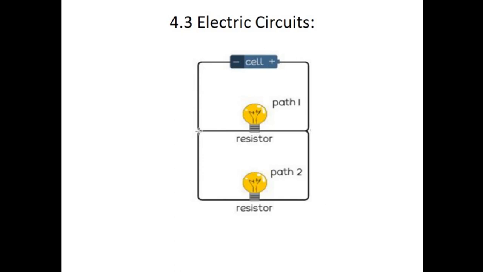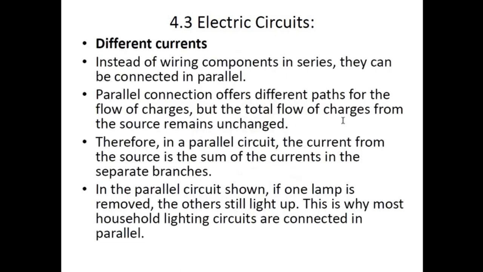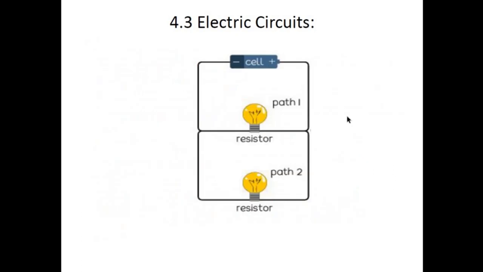Whereas the current now has over here two paths. Either some of the charges would go through here and the rest would go through here. So current would be divided. Instead of wiring components in series, when they are connected in parallel, they now have different paths to follow. Therefore, in a parallel circuit, the current from the source is the sum of currents in the separate branches of the circuit. If one lamp is removed, the others still light up.